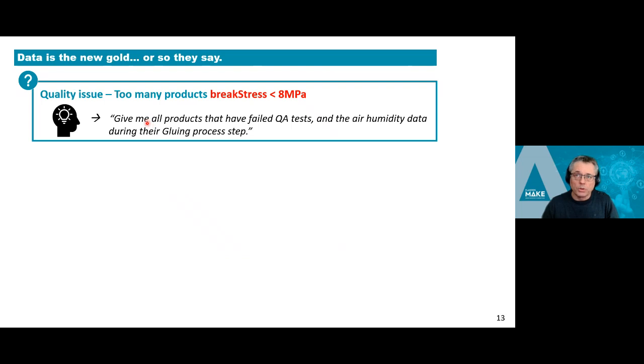So if I want to start on that, as a data scientist, I would typically ask myself a question like this one: give me all the products that have failed QA tests, and show me the air humidity data during the gluing process step. If I want to do that, then I will first need to look at the ERP databases, because all products, that are all our products, they are to be found in the ERP database. They need to have a failed QA test, so I will need to go to the QA tables and to the tables of our QA systems and find the failed ones there.